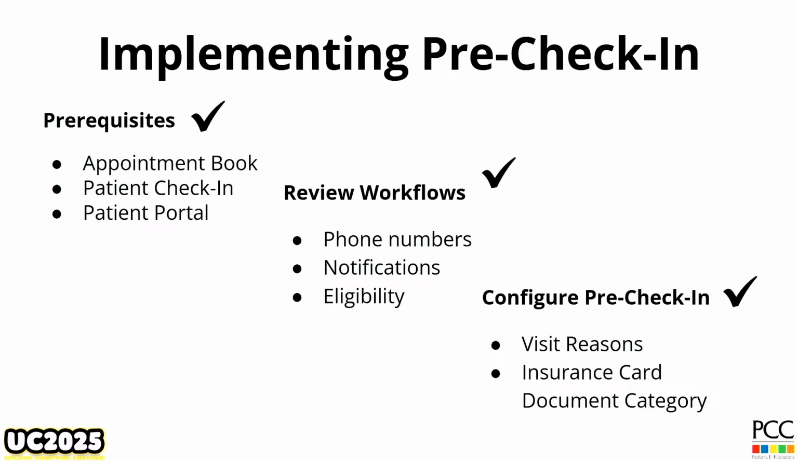And then one other detail is your insurance card document category. When those images come through pre-check-in, there's a spot where you set what folder you want them to flow into within your documents. If you have an existing insurance card folder, you can use that, or when pre-check-in is turned on, I think it's pre-check-in insurance card, a new category is created. I find most practices like to use their existing folder just because that's the folder they know and love for insurance cards. So if it's not broken, don't fix it.